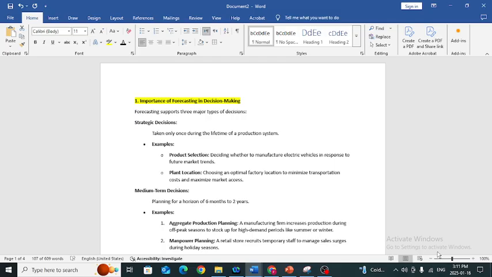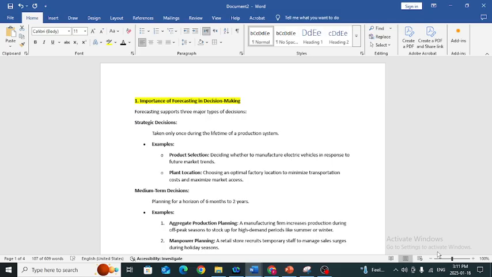So I want to talk briefly about the importance of forecasting in decision making, and then I will bring some examples and a brief overview of some methods that you can use for forecasting and learn in this session. So let's start.